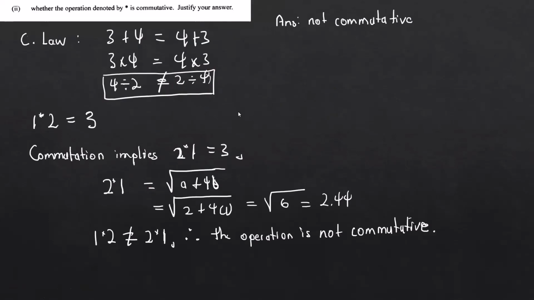Okay, so good. So the next question is asking whether the operation denoted by the asterisk, which is this guy, is commutative or not. They want to know if it's commutative and to justify your answer. So how do you know when something is commutative or not? What you need to know is what dictates whether something is commutative or not.